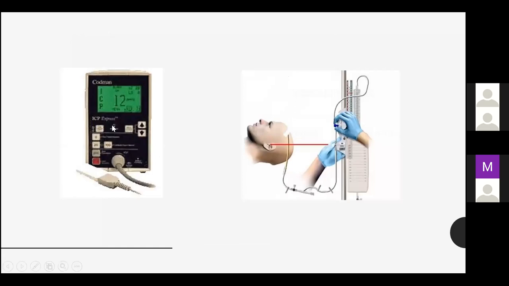Okay. So when you put in a parenchymal probe, you would get this kind of absolute number: 12, 15, 20. Or this is the manual monitoring of ICP with EVD.